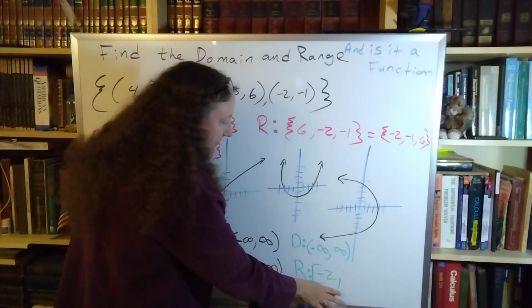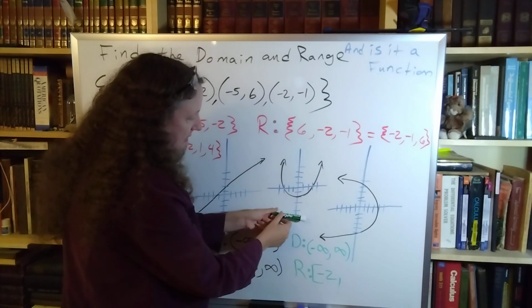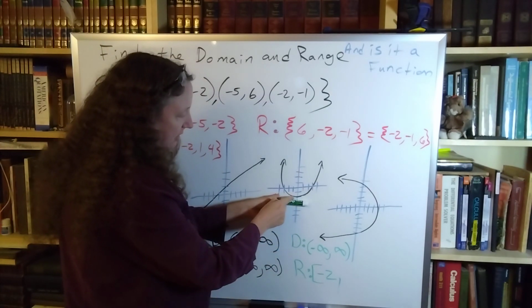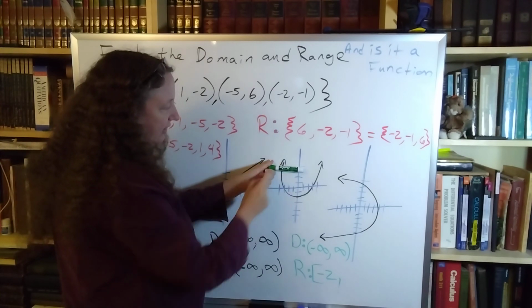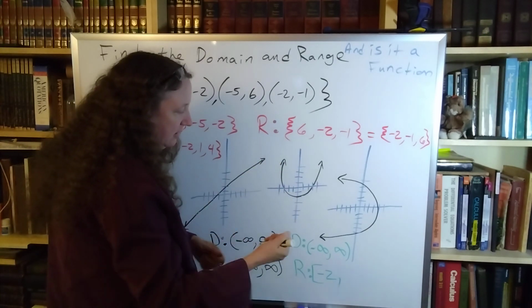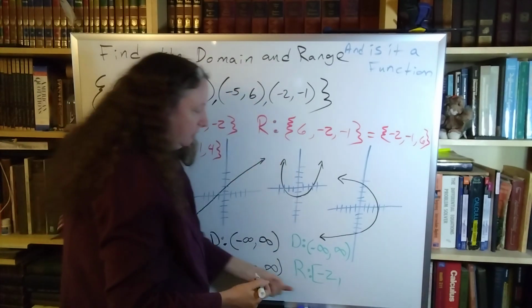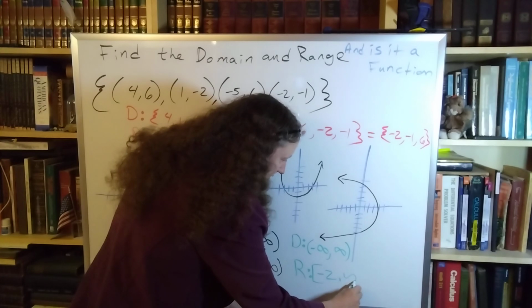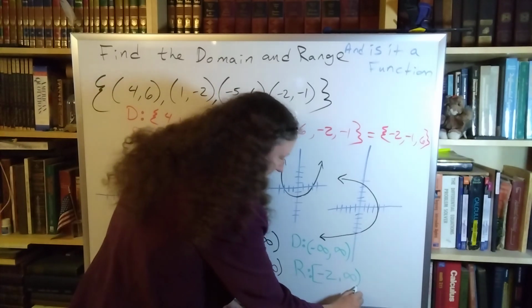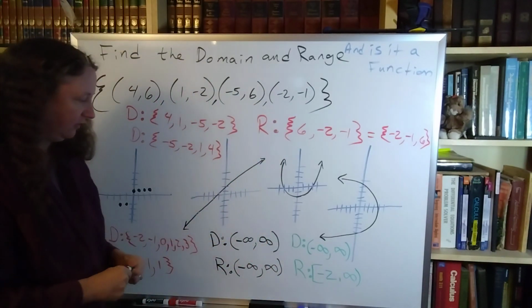As I go on up further and further, okay, so there's the first time I saw it, continuing up. Last time I see it, it has the arrow on it. That tells me it keeps going, so that's telling me that it's going up to infinity. And infinity always gets the round parentheses.